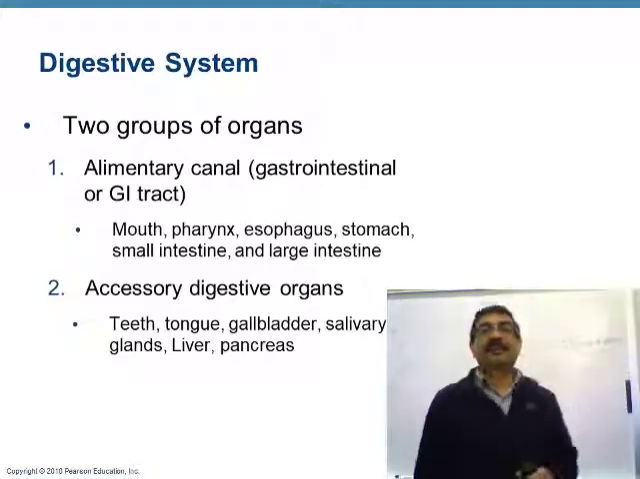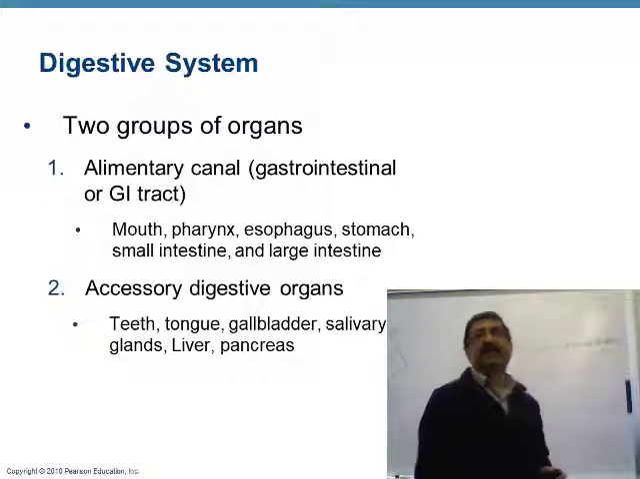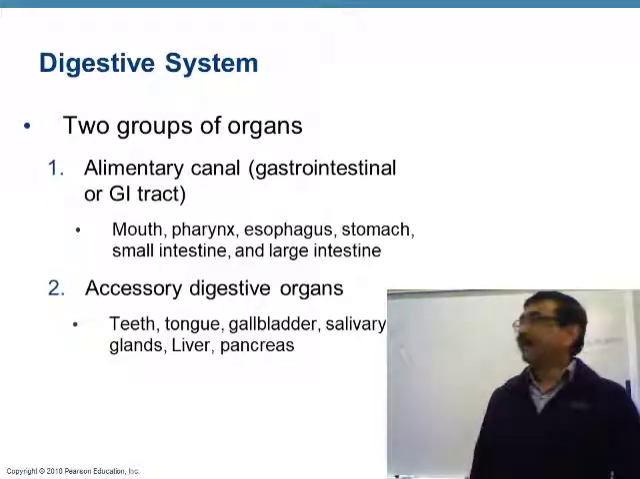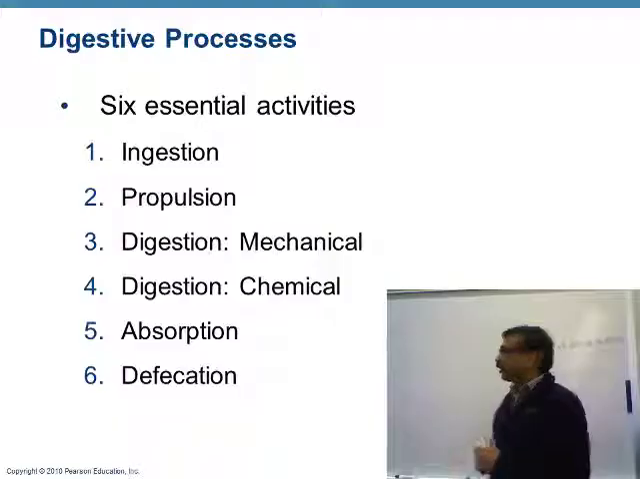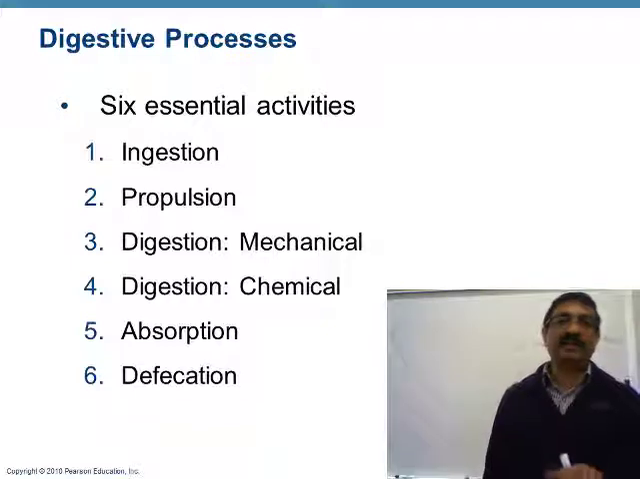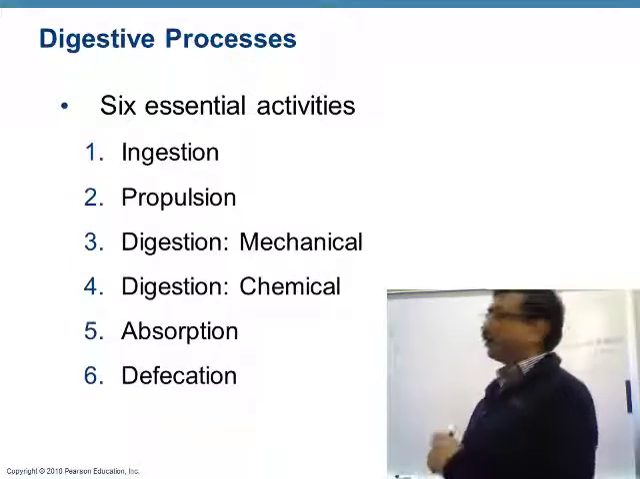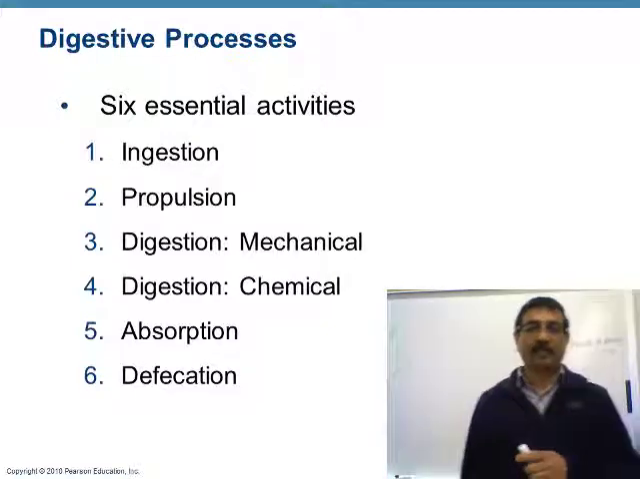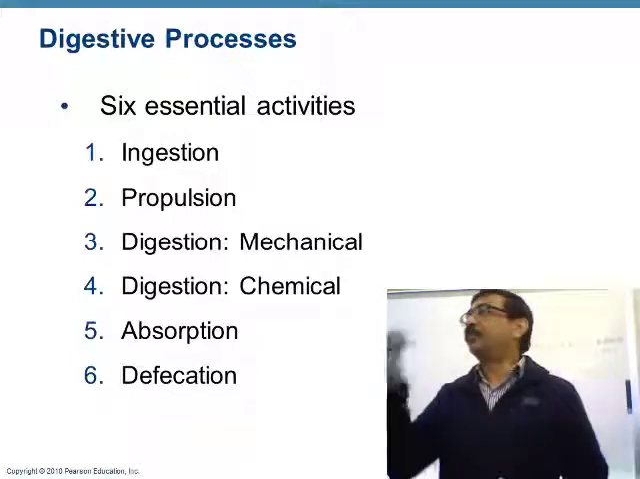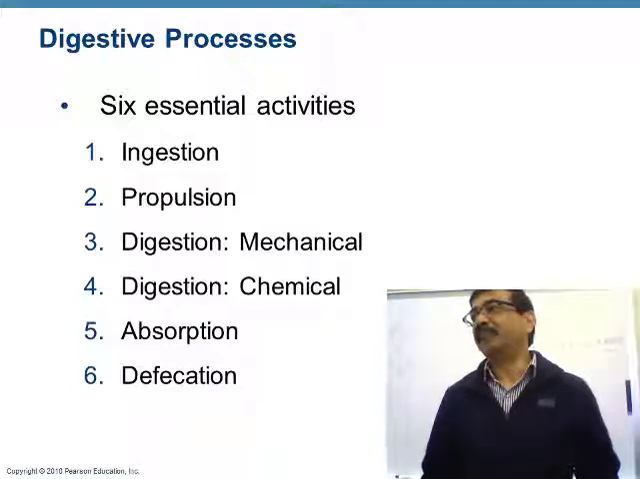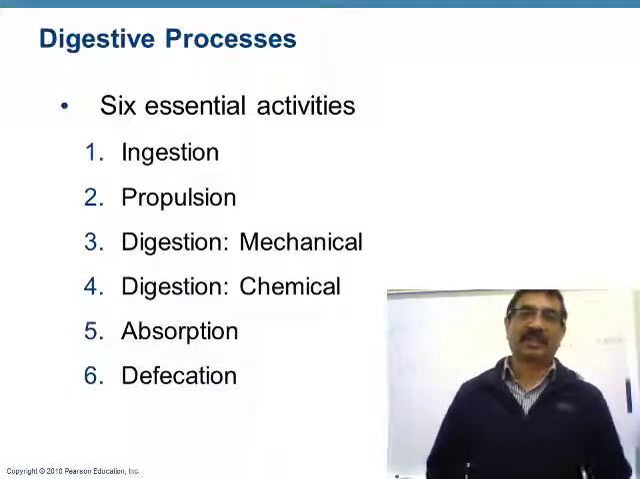Processes that take place in the digestive system. 6 processes take place in the digestive system. What are those? Ingestion, propulsion, mechanical digestion, chemical digestion, absorption and defecation. Ingestion, very simple, putting the food in your mouth from outside, that is ingestion.